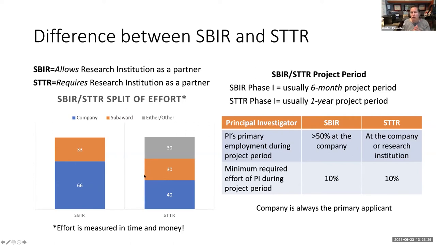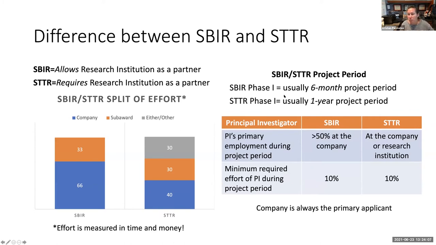Now, effort is measured in time and money. And so it's one thing to have a budget that shows that 66% of the work is happening at the company, or the money is staying in the company. But similarly, when a reviewer reads your research plan, there should be tasks and required experiments or studies or whatever happening that are led by company employees. If a reviewer is reading your research plan and everything they see is happening at a university, but the university only gets 33% of the budget, those two things don't align. So effort is measured in time and money.